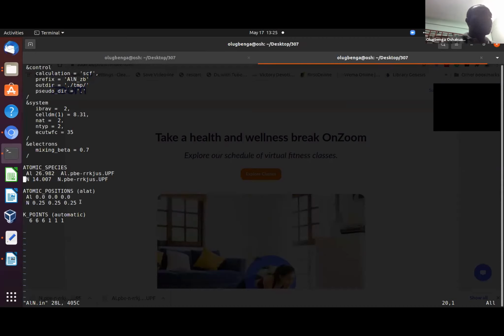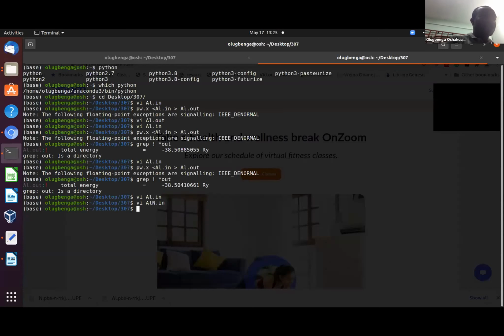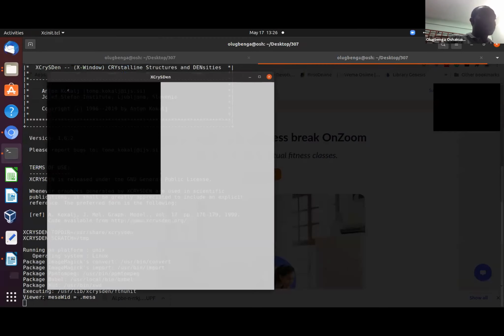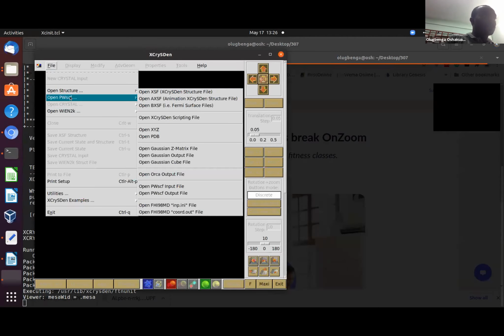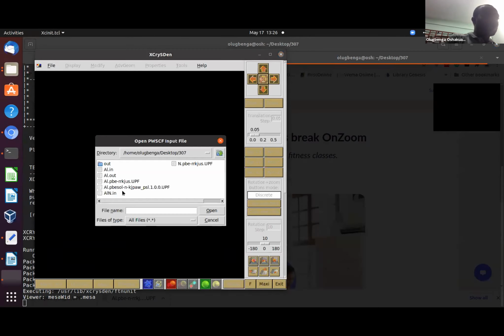So let me suspend this and let's continue with our lecture. Then we'll come back here to run this file. Okay, but let me just visualize first. Let's see. Aluminium nitride.